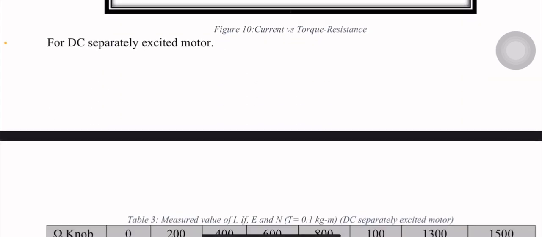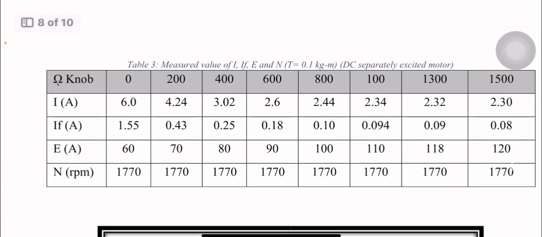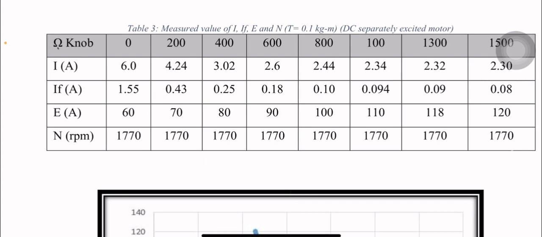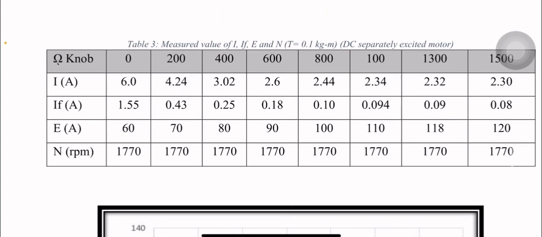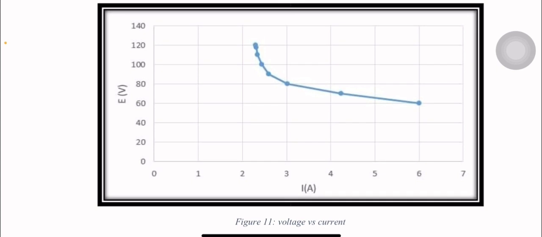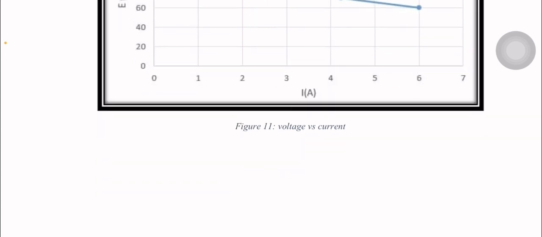Okay, for the DC separately excited motor, Table 3, the measured values of the knob: I in amperes, E in amperes, and RPM. Okay, for Figure 11, voltage per current is decreasing.